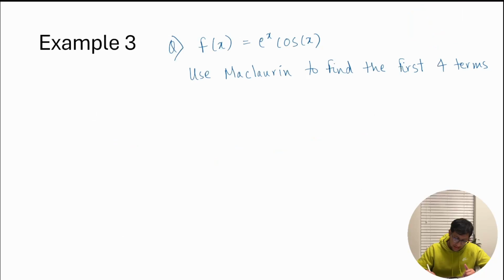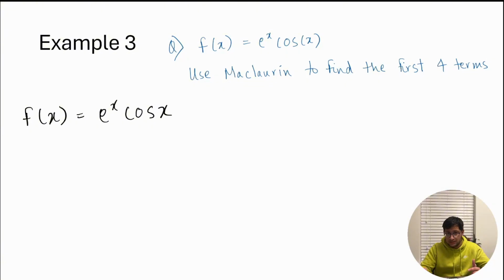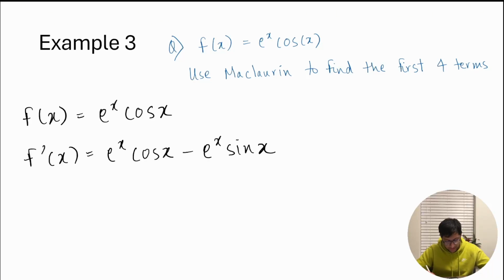Cool. Now, this third example is a do-it-yourself one. So now we've done two, where you just plug in the formulas and find up to a certain term. But in this case, we'll do it the other way, where you use the general formula. You have to differentiate first, and then use the general Maclaurin expansion formula to get the first four terms. So f of x is e to the x cos x, which means if you differentiate it once, it's going to be e to the x cos x minus e to the x sin x.